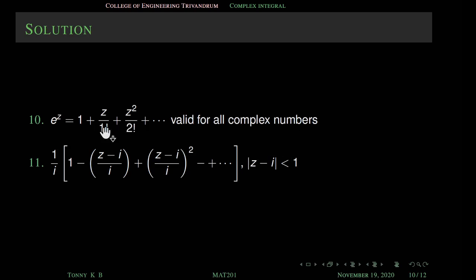e raised to z is expanded in this form: 1 plus z by 1 factorial plus z square by 2 factorial etc., using our original definition. You find the derivatives of e raised to z, also find the derivatives at z equal to 0, and then just substitute into our Maclaurin series form. Then you will get the Maclaurin series of e raised to z like this. And we know that e raised to z has no singular point. e raised to z is analytic everywhere, right?